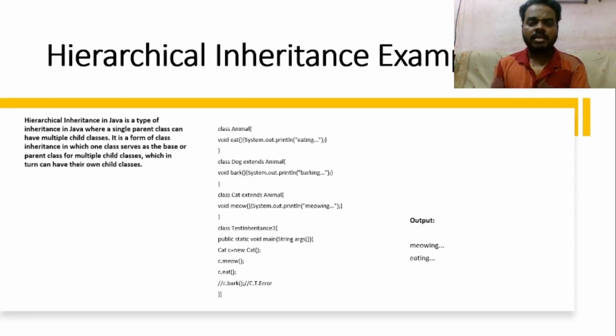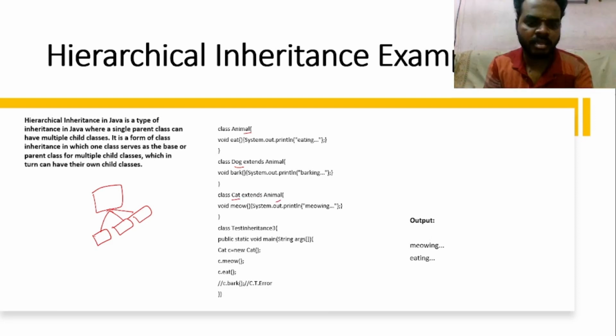The next and last one is hierarchical inheritance. If you want to create multiple child classes from a single parent class, we can use hierarchical inheritance. In the same example, for the dog class and the cat class, who is the parent of the dog class? Animal. And the cat class? Animal. If you want to create multiple child classes from a single parent class, we can use this hierarchical inheritance concept.